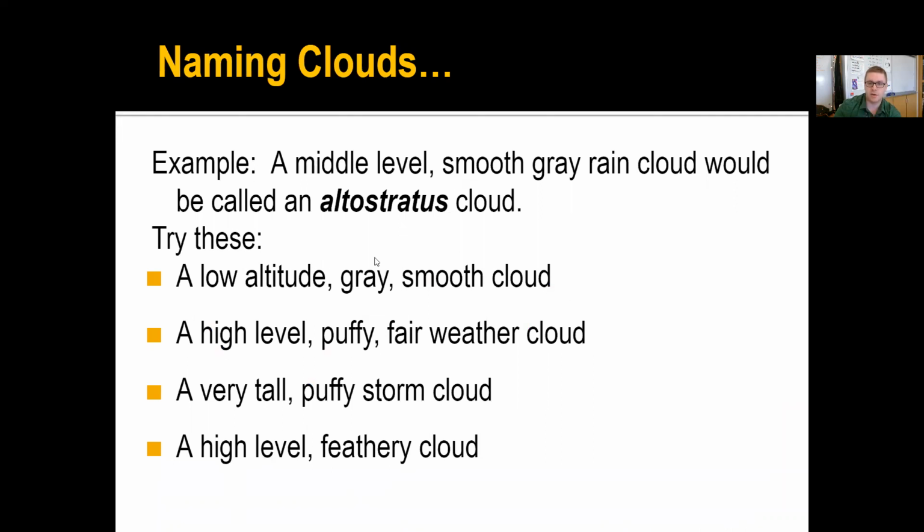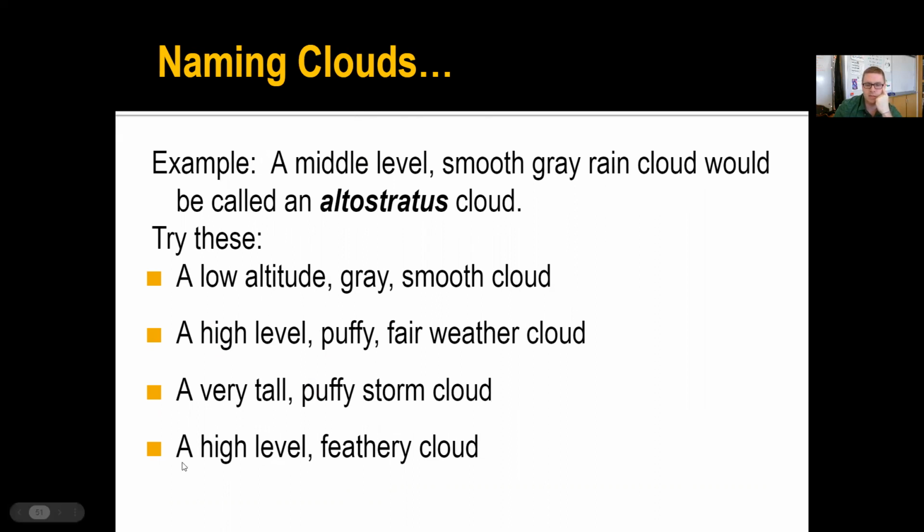Again, this slide right here just shows an example. A middle level smooth gray cloud would be called altostratus. And then these are other ones: low altitude gray smooth cloud, high level puffy fair weather, very tall puffy storm cloud, high elevation feathery cloud.